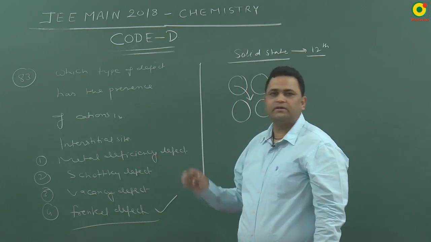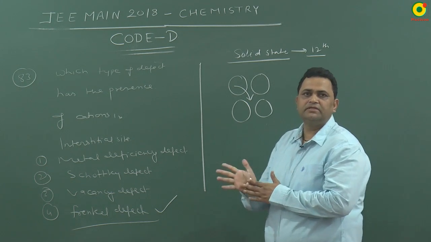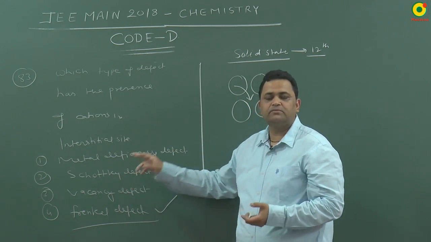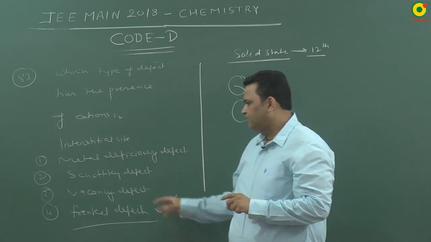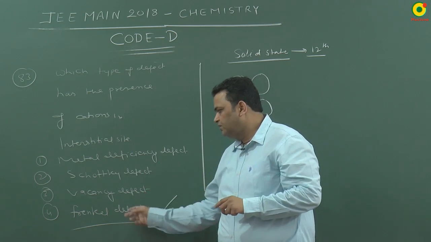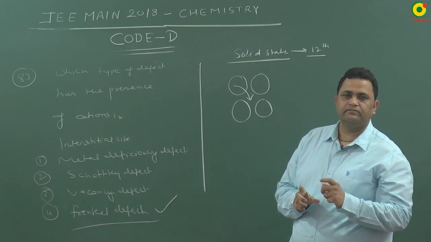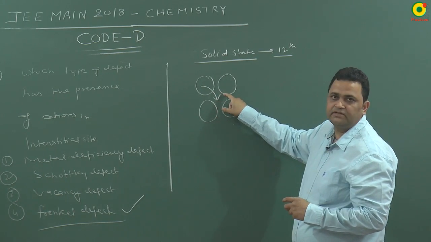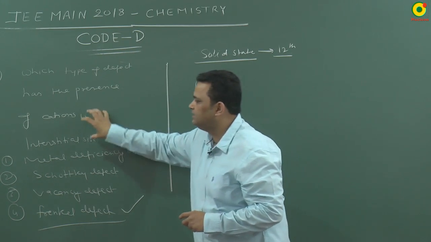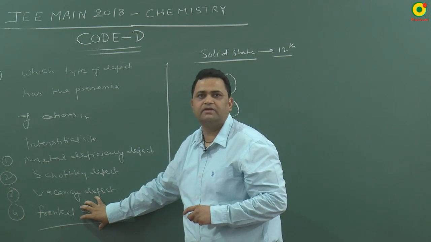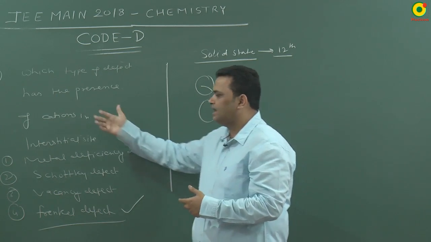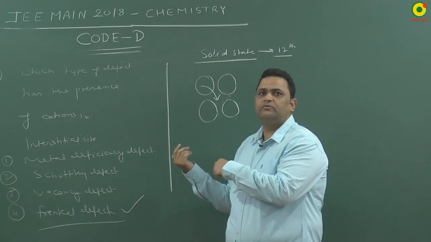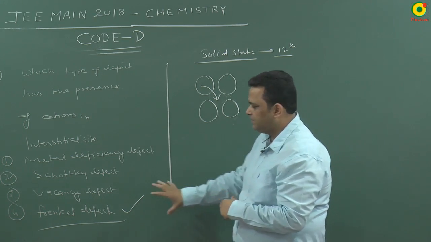Metal deficiency defect means metals are missing from the lattice, going out from the solid. Schottky defect means both cation and anion are missing from the solid. Vacancy means an ion is missing from its site. Frenkel means a smaller ion can enter the vacant places between ions, which is called an interstitial site. When a cation comes into an interstitial site, it could be Frenkel defect. It is not necessary that only a cation can come into an interstitial site. If the anion is smaller than the cation, it can also enter an interstitial site. But the appropriate answer is Frenkel defect.